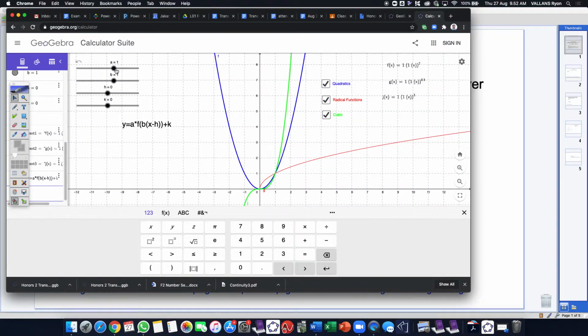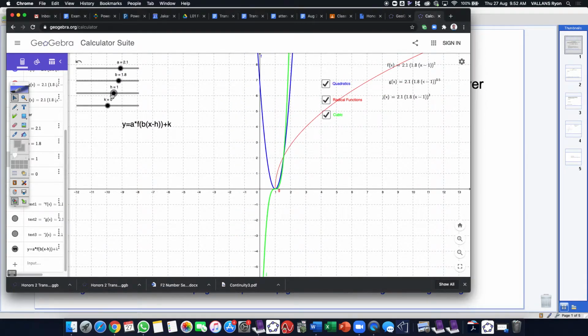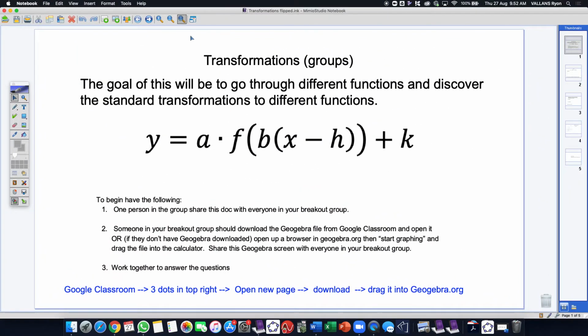You're basically playing with the A's, the B's, the H's, and the K's. And I've got 3 different functions. Follow along and answer the questions. I would recommend at this point pausing and actually doing the investigation. Make sure you understand how all those things work, and I'm about to summarize on the next page.